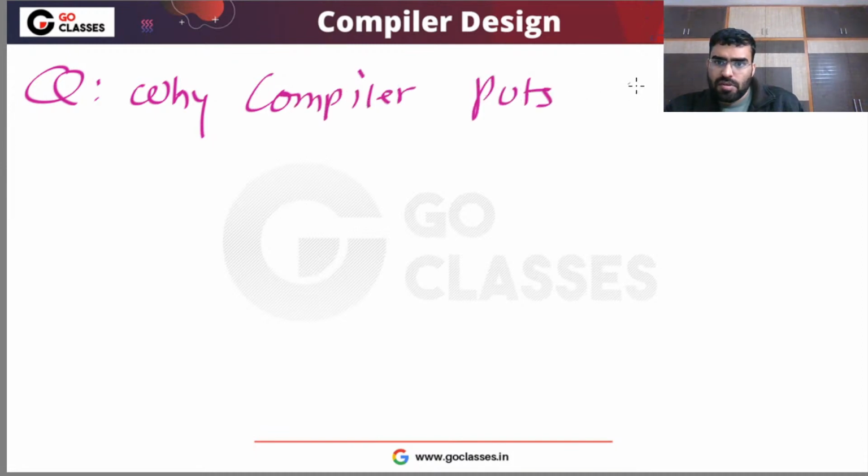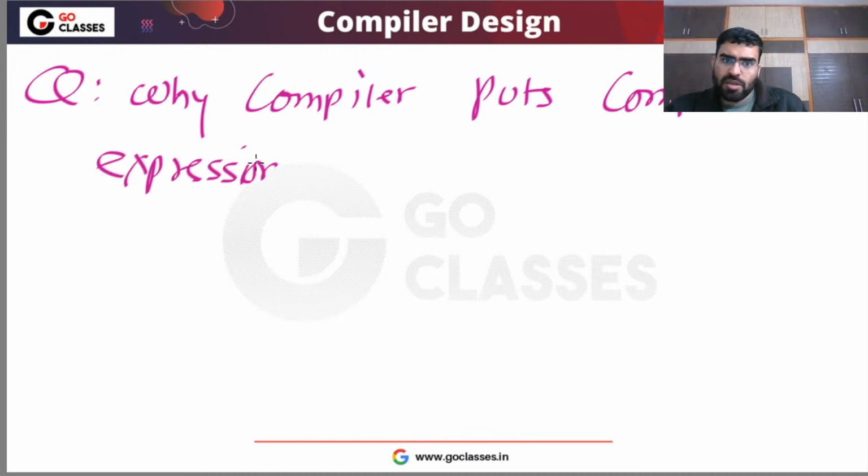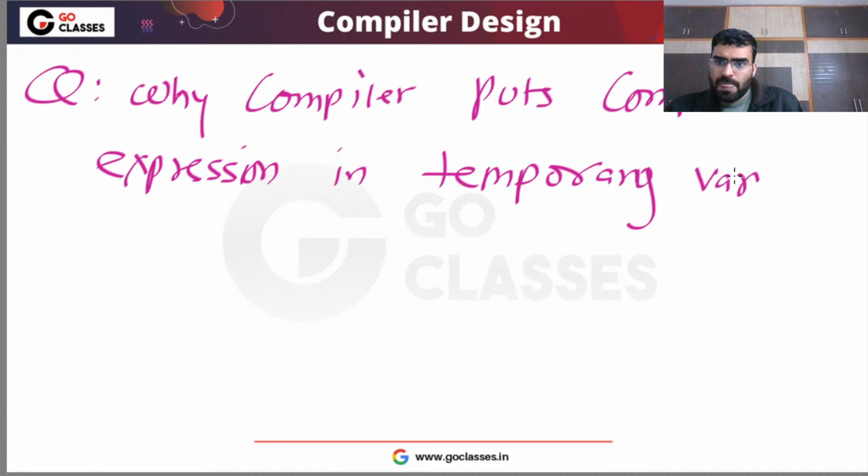Why does the compiler put a computed expression in a temporary variable? Can anyone tell me what the answer is? What should be the answer? Let me tell you what the answer is.